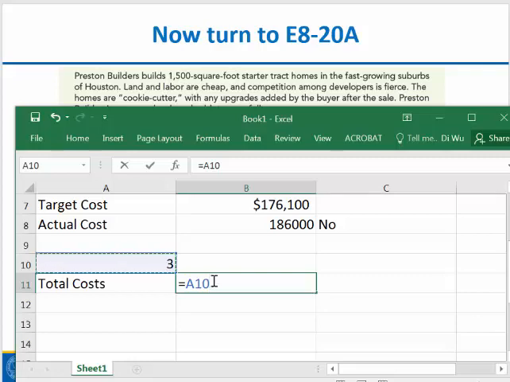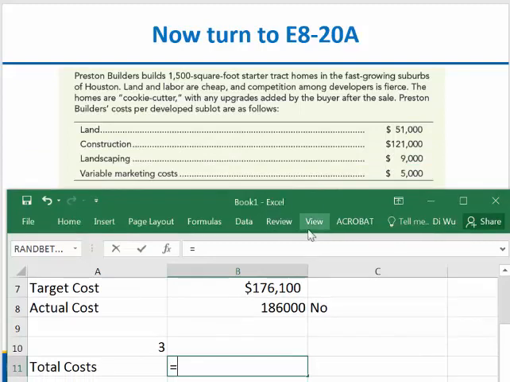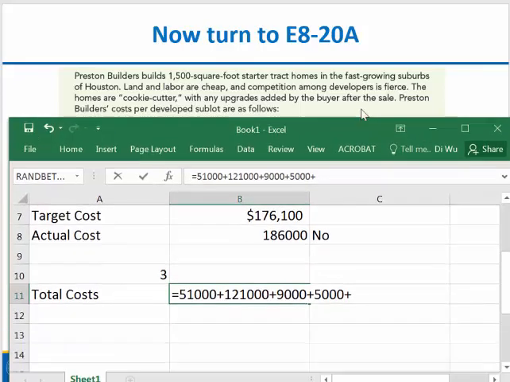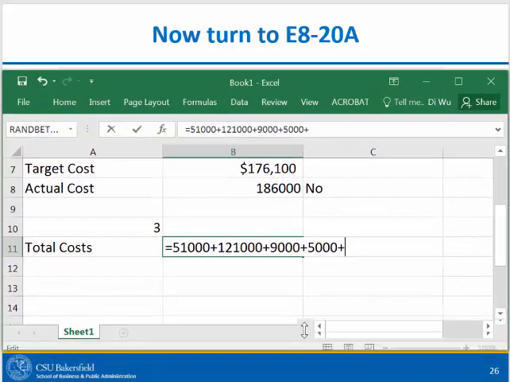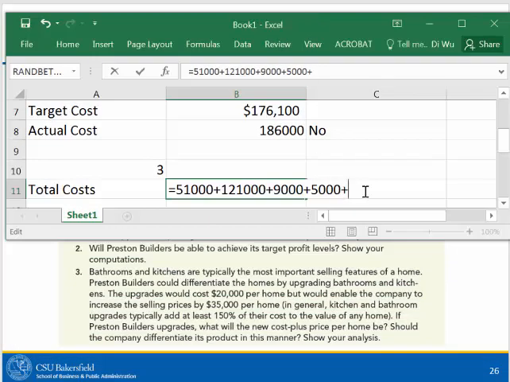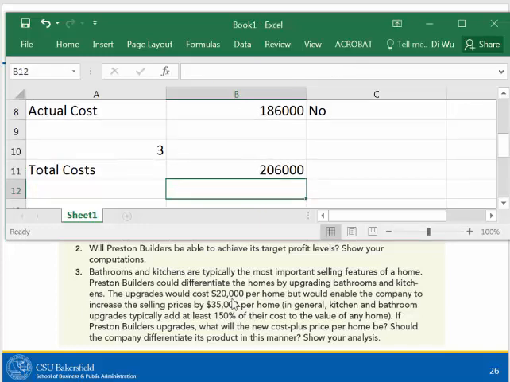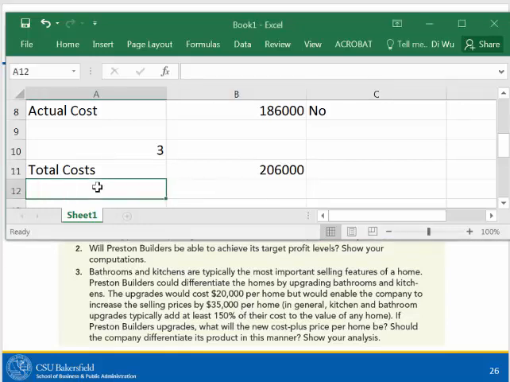So first I'm going to look at the total cost. What is total cost? The total cost will be 51,000, then 121,000, then 9,000, then 5,000, plus the cost of upgrades. Let me take a look at what the cost of upgrades is. We're looking at 20,000. In order to complete the upgrades, each house will cost 20,000. So we add an additional 20,000. So that's the total cost now. I think that should be the right number here. All right, so you get a total cost in question 3.